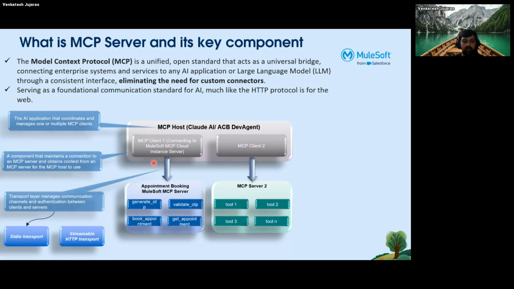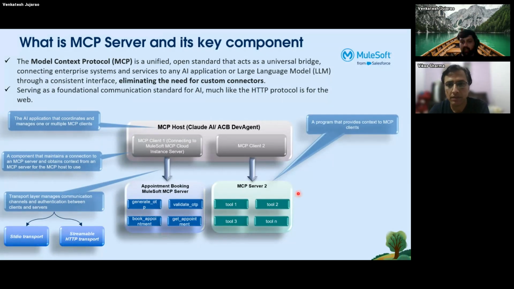Then the transport. Here there are two types of transport: stdio and streamable HTTP. stdio is basically used where we have our MCP host, and at the same location we have deployed our MCP server as well. In that scenario, we could connect the host and our MCP server via the stdio protocol. And if you want to connect to the MCP server remotely, then we can use the streamable HTTP transport.